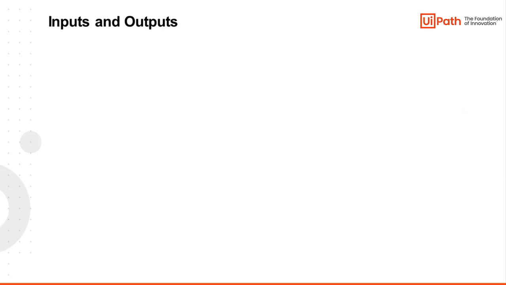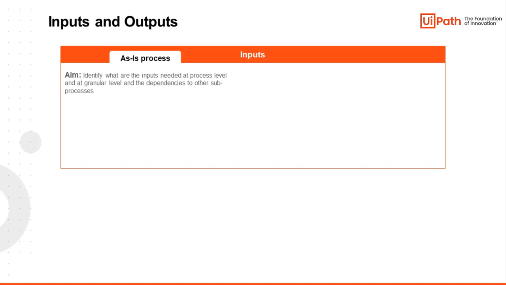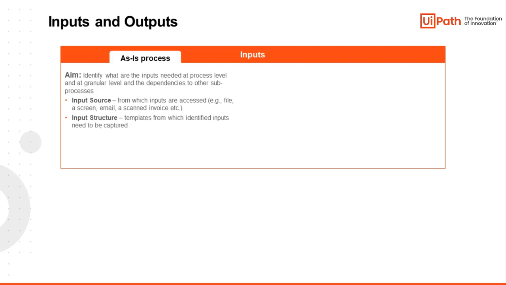Let's move on to the information related to the process input and output. We will start with the input, which needs to be identified both at the process level as well as at a more granular level, including the dependencies of other sub-processes, if any. The business analyst needs to document the input source, which can be an application, a file, a desktop screen, an email, a scanned invoice, and so forth. The input structure, which can be provided using templates, the fields that contain the input, and finally, the input location, or where the application or file containing the input can be found.